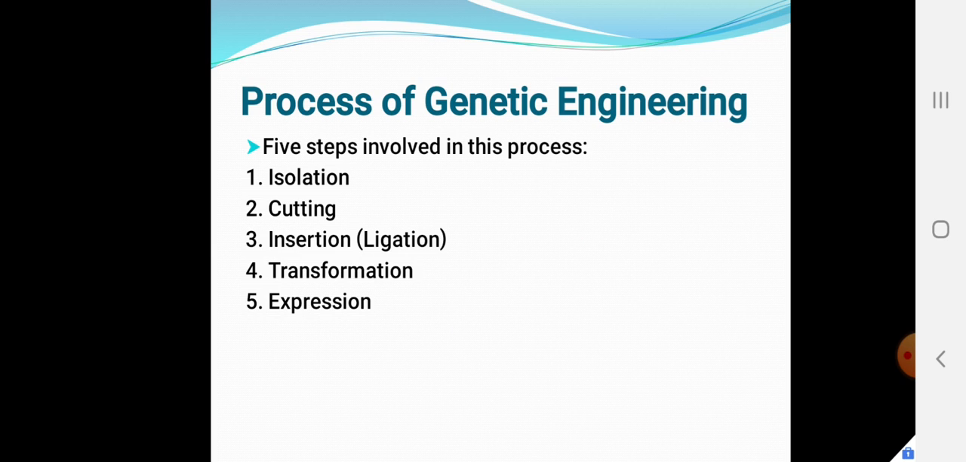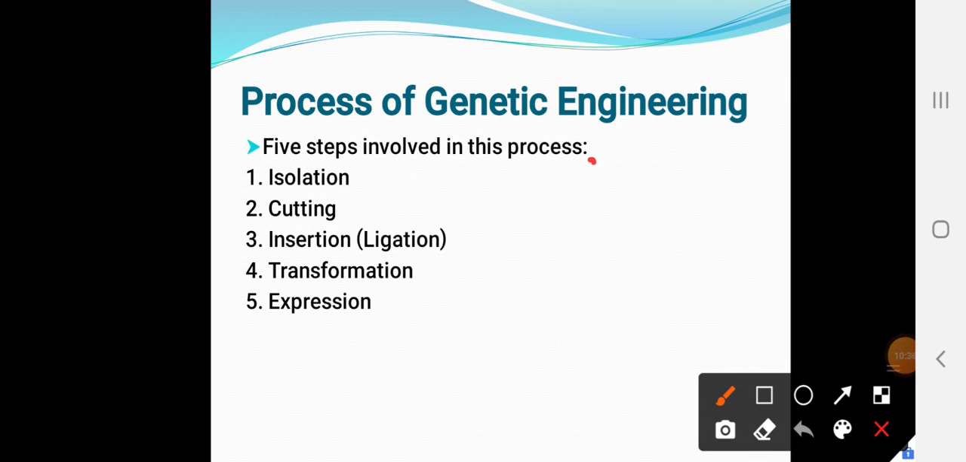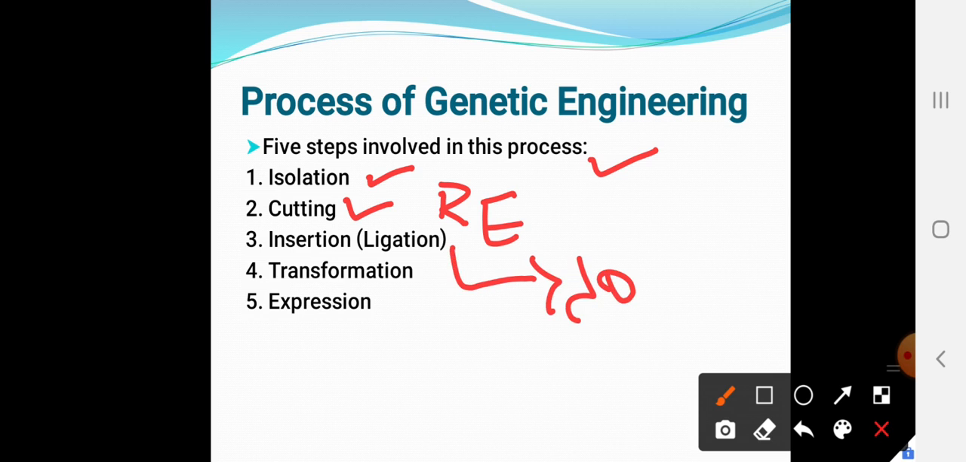What is the process of genetic engineering? There are mainly 5 steps involved in this process. First one is isolation: on one side we will isolate the plasmid, and on the other side we will isolate the gene of interest. Second one is cutting with the help of restriction enzymes. Third is insertion or ligation, joining the two DNA molecules. Then transformation, and the last one is expression.